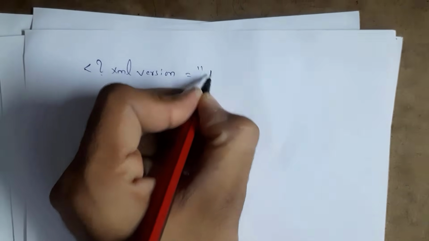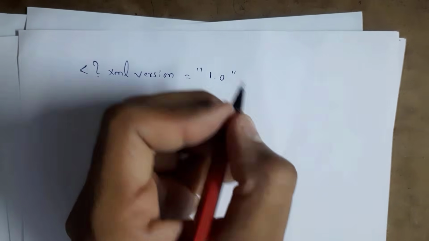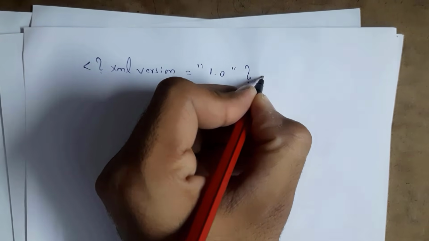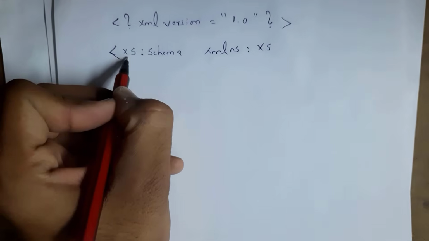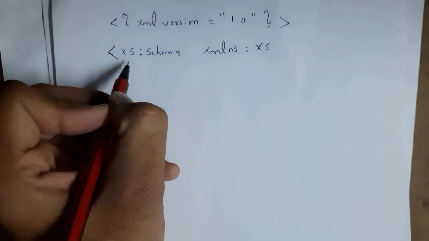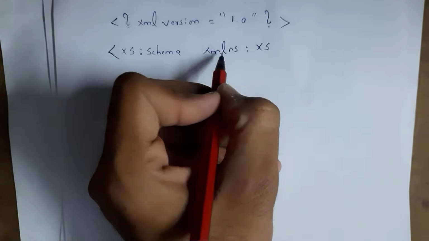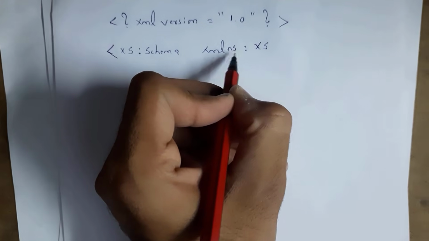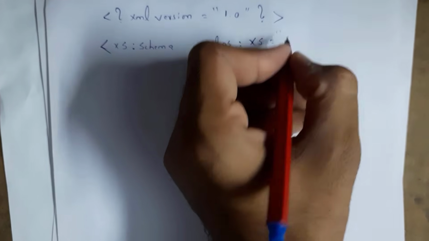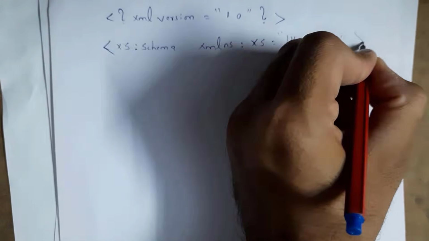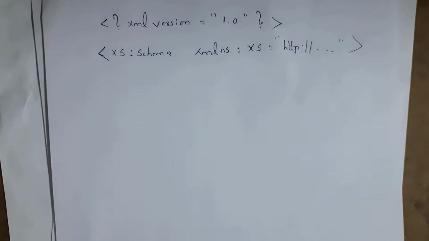Now I will write a program of XML schema. Open angle bracket, question mark, XML version is 1.0. This is the current version of XML, and question mark, close angle bracket. As we already discussed XML schema syntax, xs:schema, where xs stands for XML schema, it is the prefix, and xmlns:xs, where ns stands for namespace, equal to double quotations. We need to paste our URL here and close this with an angle bracket.